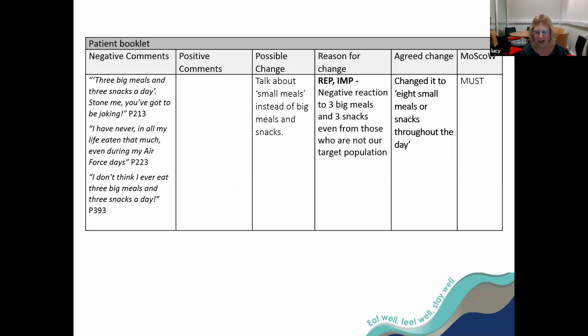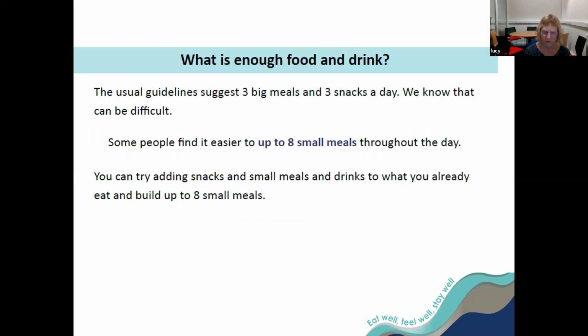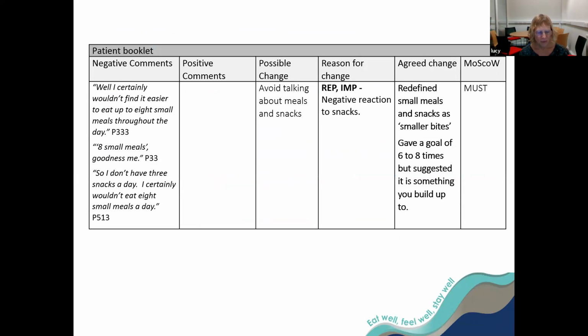So we changed it to 8 small meals or snacks throughout the day and went out and did some more Think Aloud interviews. And what we found was we were asking the same people, who go, "I certainly wouldn't find it easier to eat up to 8 small meals. 8 small meals, goodness me."